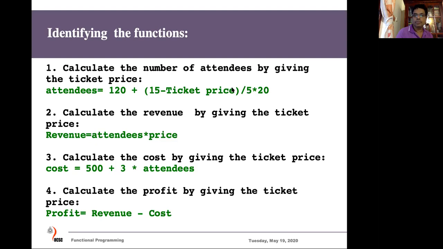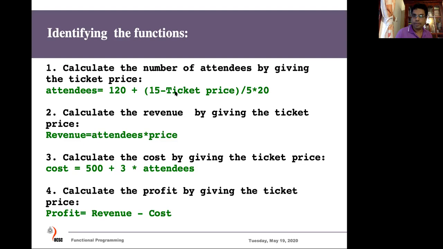Then what we do to get this number of attendees, we divide this answer by 5, then we can identify how many times we increase or decrease the ticket price. If it is decreased by 10 rupees, that is 2 times 5.